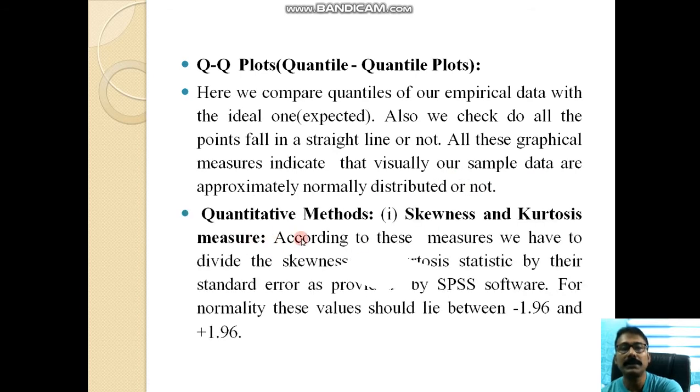Okay, now the quantitative method: skewness and kurtosis measure. According to this measure, we have to divide the skewness and kurtosis statistic by their standard error as provided by SPSS software. For normality, these values should lie between -1.96 and +1.96.